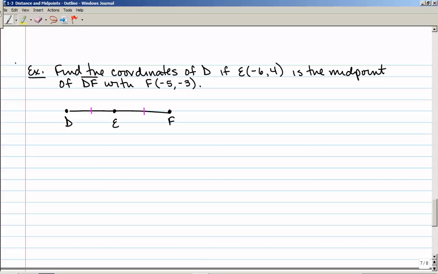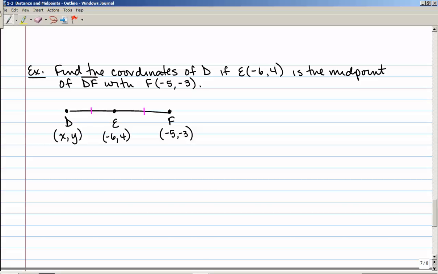And I'm going to label what I know. Well, I actually don't know what D is. That's what I have to find. So I'm going to label that XY. And then E is negative 6, 4. And F is negative 5, negative 3. So I can't really use the midpoint formula as it's written, can I? Because I know the midpoint, and I know one end point, but I don't know the other end point.